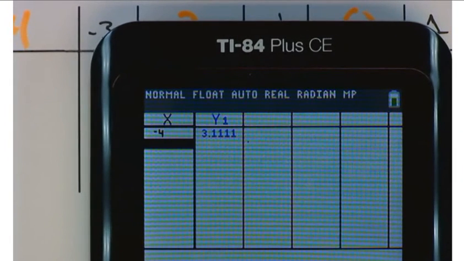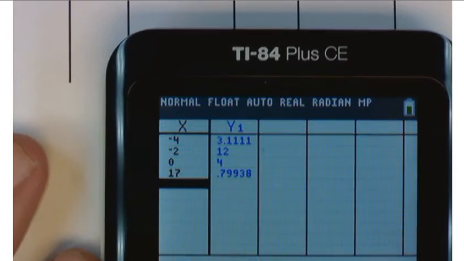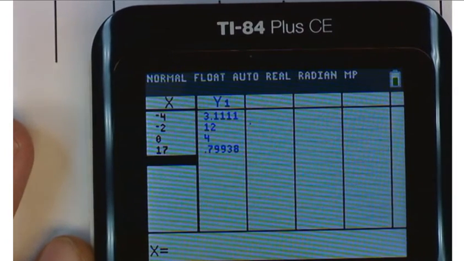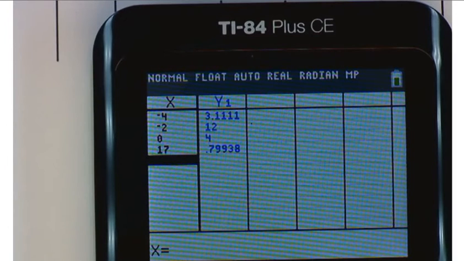-4, -2, 0, and 17. Now I could have equally well put 17 million, and oh my, they're all positive. Wow, that's kind of a surprising result here. I hope the graph bears that out. But let's take a look at this.